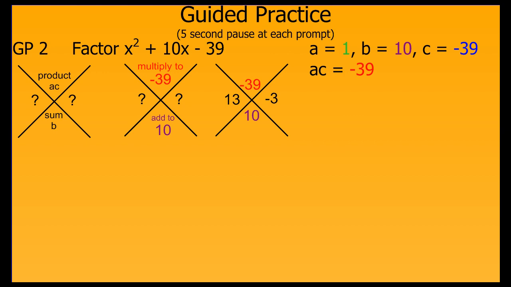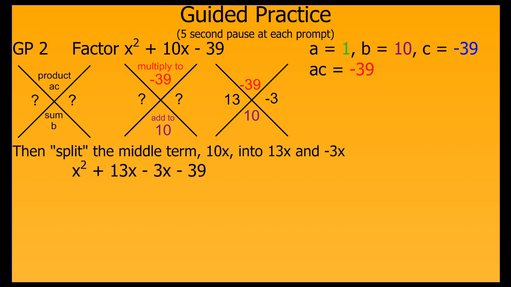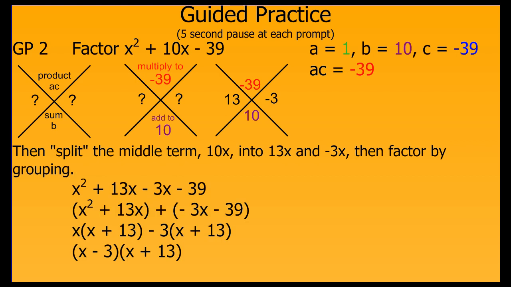So what's the next step? Our next step is to split our middle term of 10x into 13x and negative 3x. Again, it doesn't matter which order we put them. Now what? Now we factor by grouping, finding the greatest common factor of each grouping, find our common factor, and then write it in factored form. In this case, the quantity x minus 3 times the quantity x plus 13. We're done.